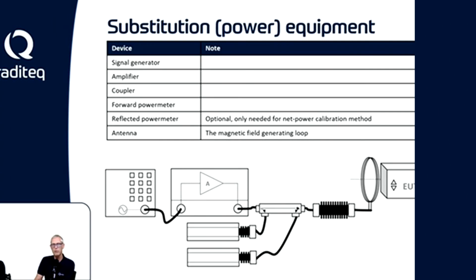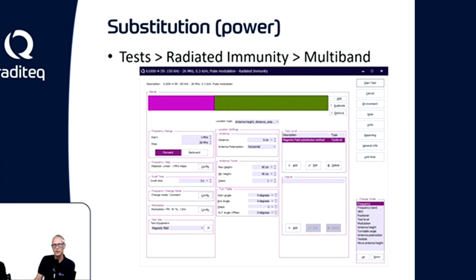The substitution test for this power method is more or less the same as what you can expect. The receiving part with the receiving loop and the spectrum analyzer is not needed anymore. You only have to hold the magnetic loop close to the EUT at a 5 centimeter distance. And then during the substitution, we are generating the same forward power as was specified during the calibration. And then the same magnetic field will be generated.